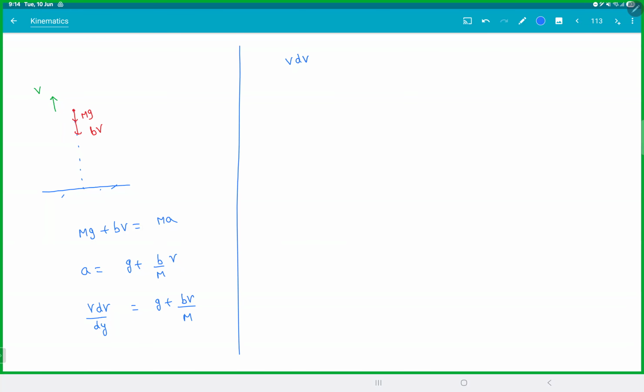Then we do that v dv over g plus bv by m. You'll get ln and everything. We'll not get into this. So if you solve this, you will get v in terms of y. And then again, you have to do this dy by dt, and then you integrate this, then you get y in terms of time, and it goes really complex.